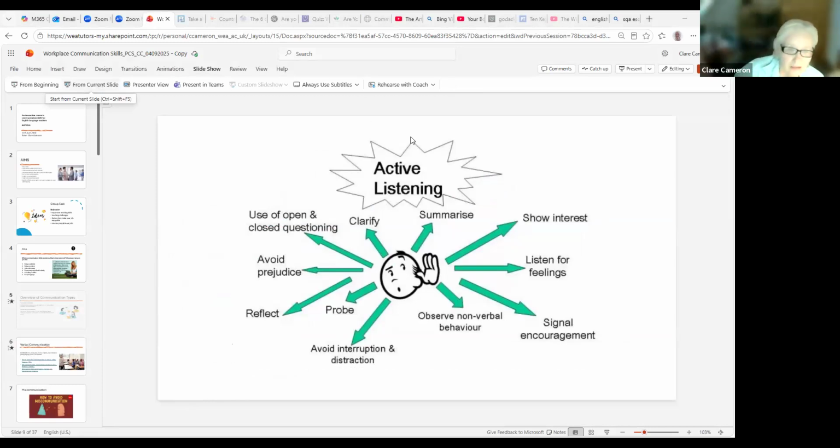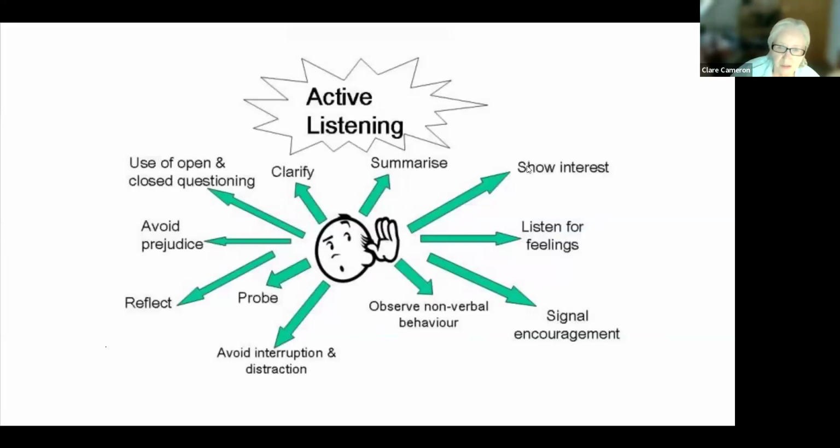So this is active listening. We need to show interest. We'll start here at the top right. Show interest, listen for feelings, signal encouragement, observe non-verbal behavior, avoid interruption and distraction. Don't be looking at your phone. Probe, ask them probing questions. Not yes, no questions, but open questions.